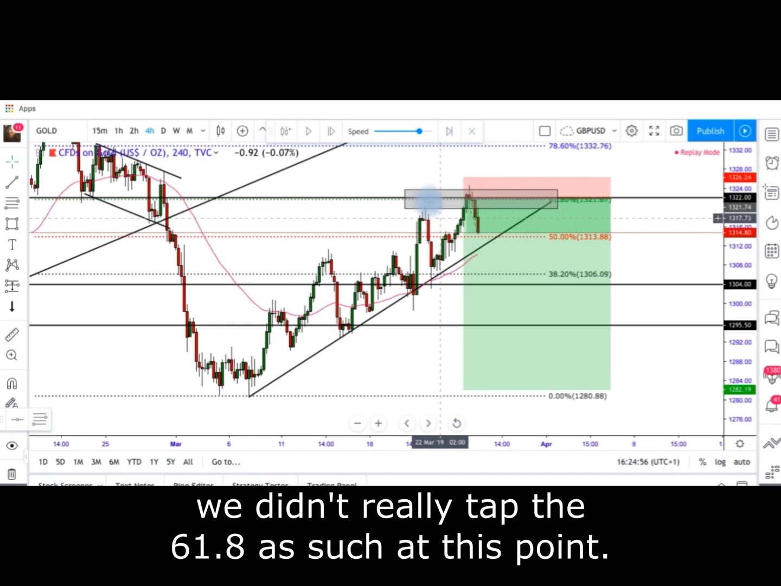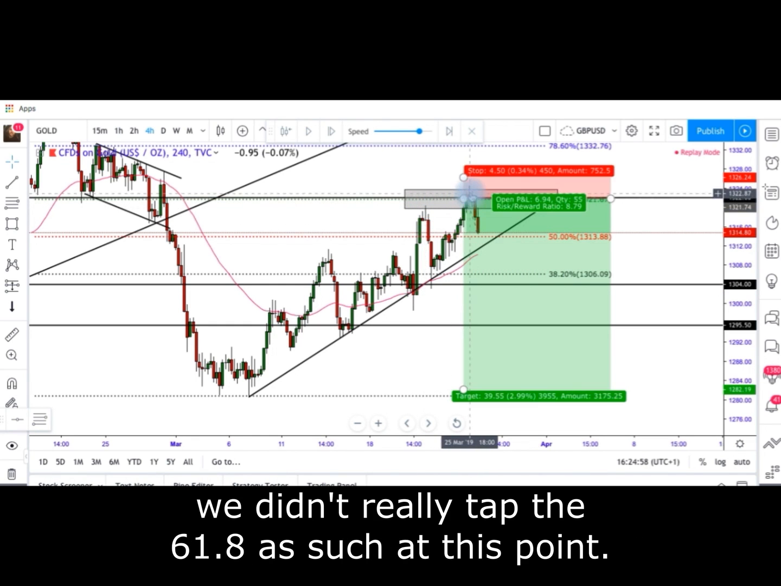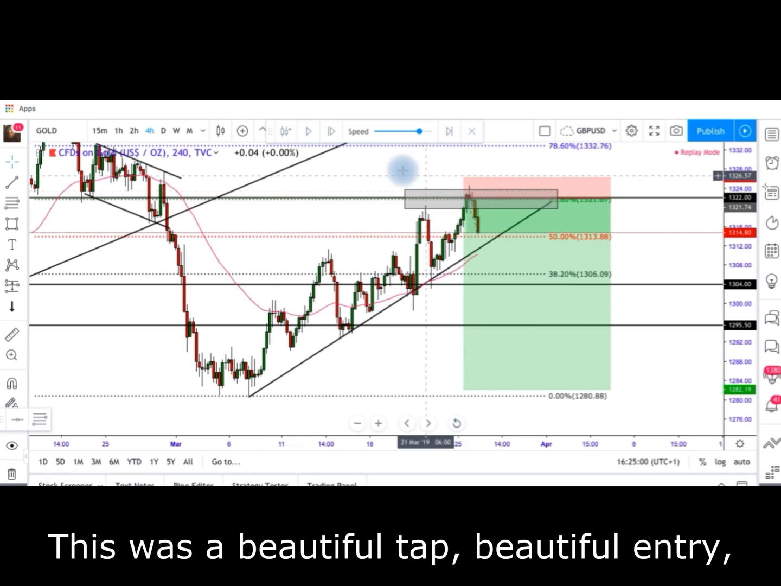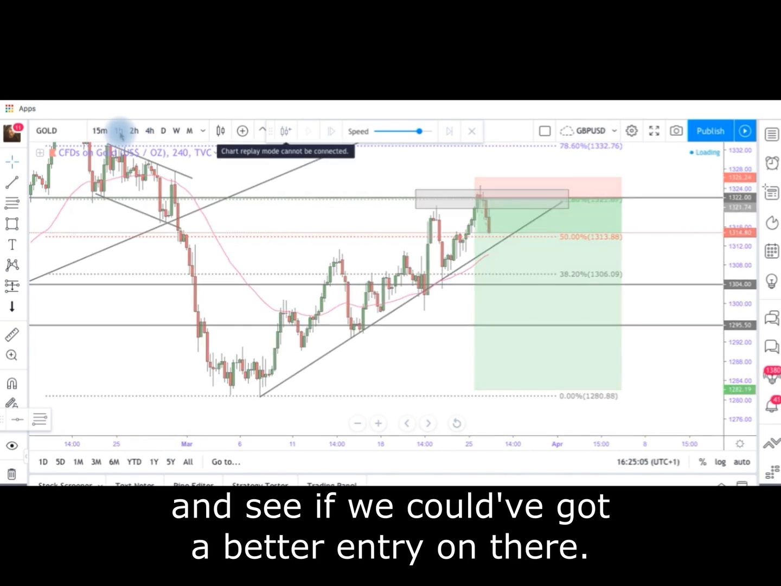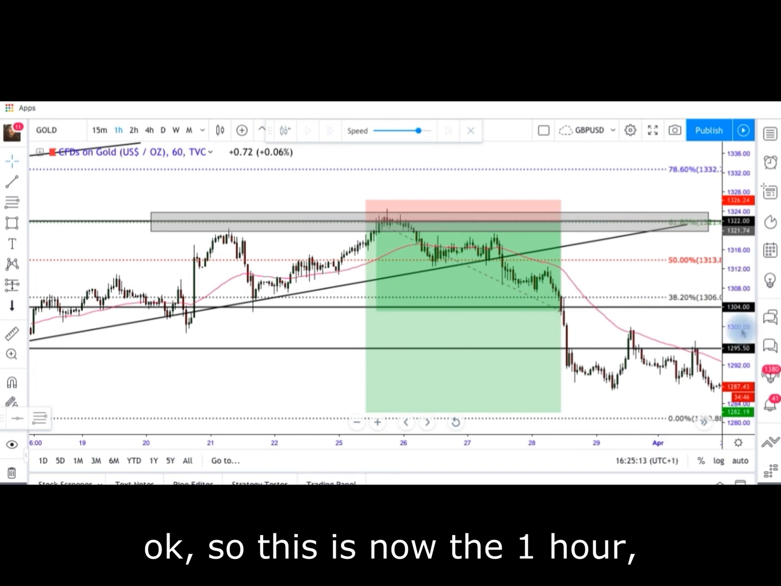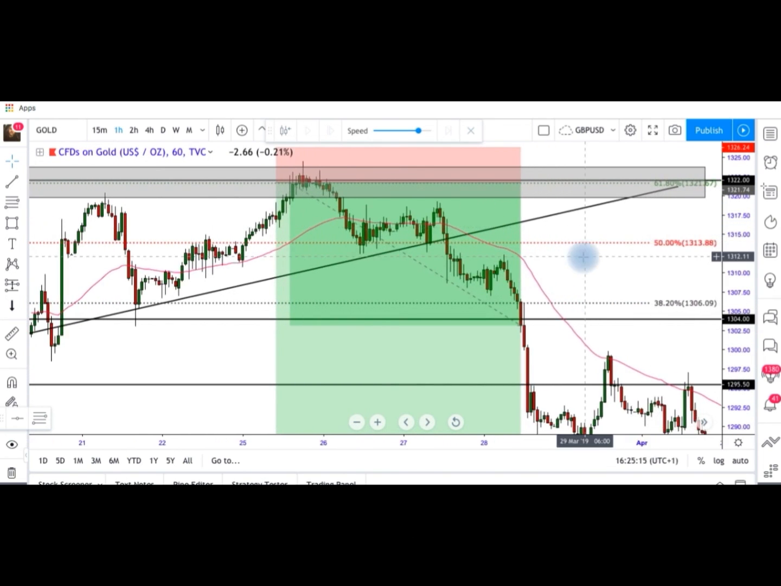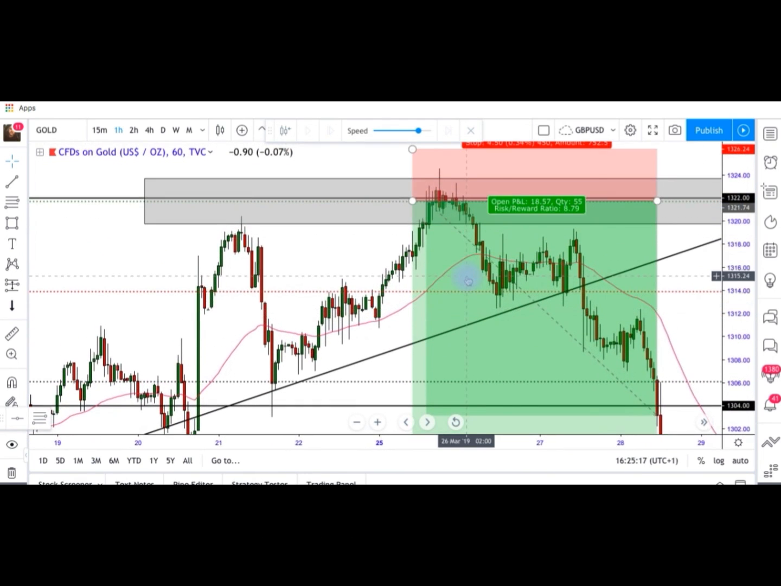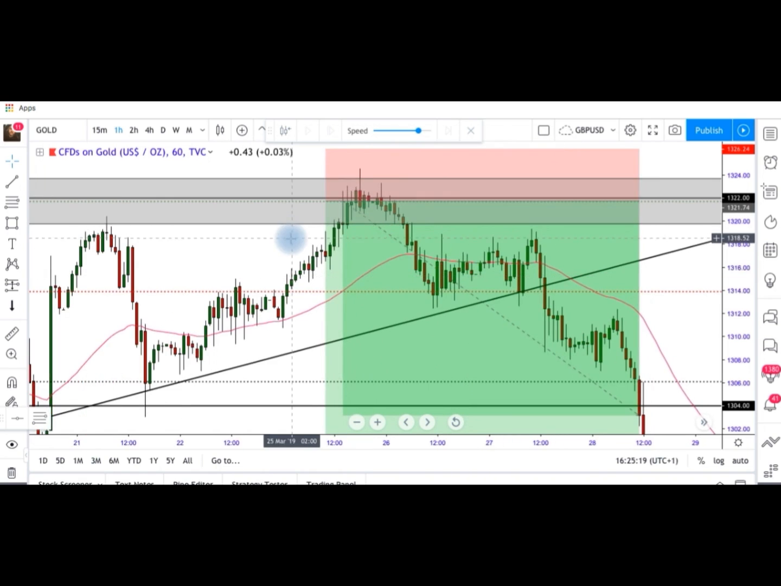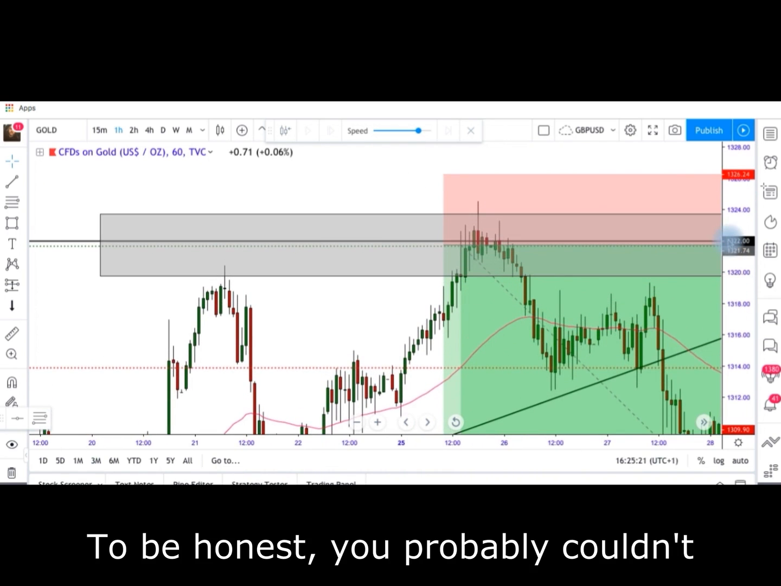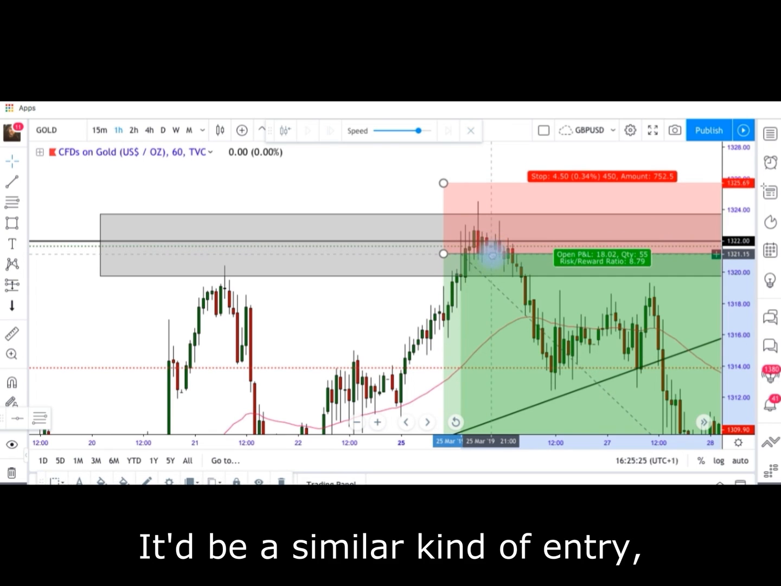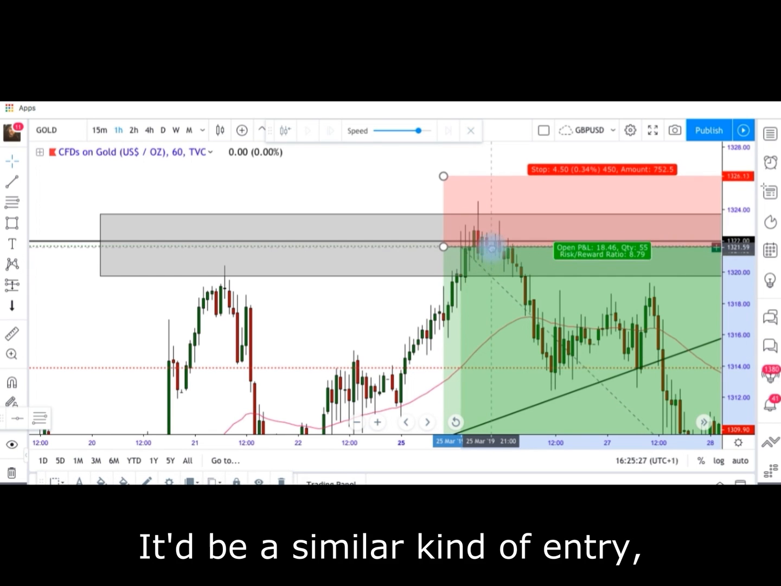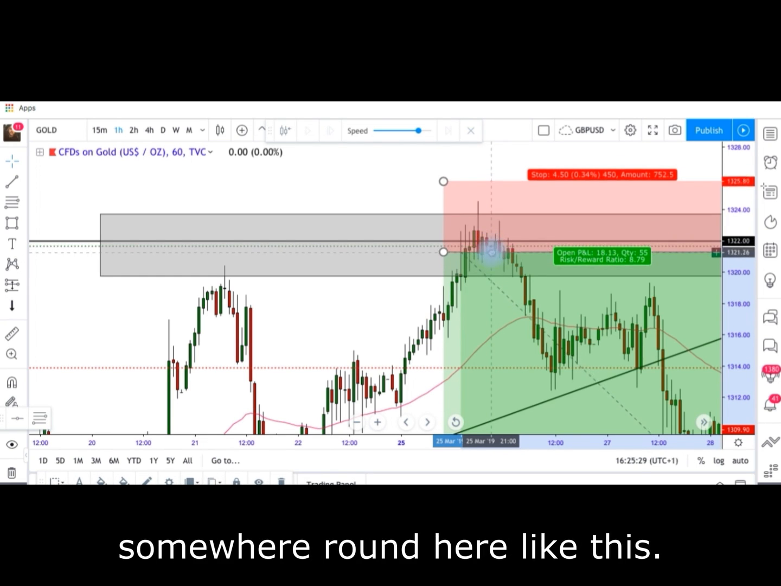But, you know, we didn't really tap the 61.8 as such. At this point, this was a beautiful tap. Beautiful entry. So let's go down to the 1 hour and see if we could have got a better entry on there. Okay, so this is now the 1 hour. Let's have a quick look. To be honest, you probably couldn't have got much of a better entry on this. It'd be a similar kind of entry, somewhere around here like this.